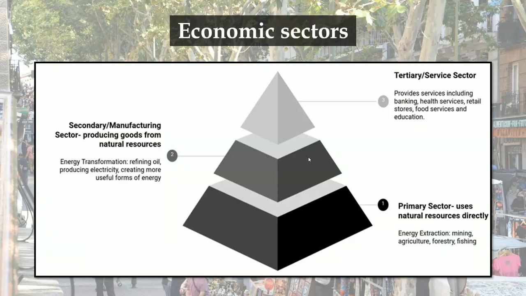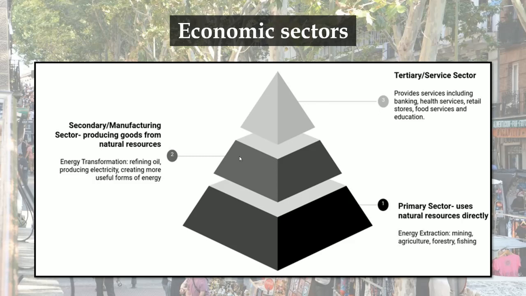Then we have the economic sectors. The economic sectors are groups of economic activities, and they are grouped according to what is produced by each one of them. Traditionally, we have three economic sectors: the primary sector, the secondary sector, and the tertiary sector. The primary sector involves activities that are related to extracting natural resources, for example, agriculture, livestock, fishing, forestry, and mining. These are the ones we are going to study in the next unit.